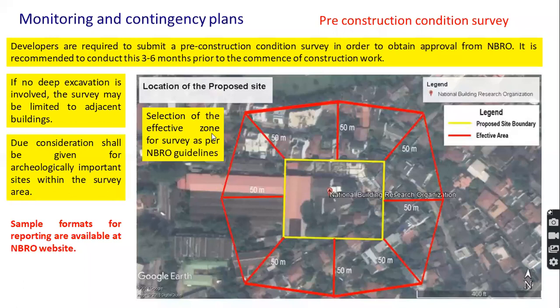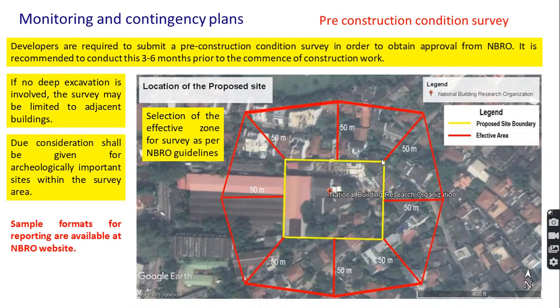Then I would like to move on to monitoring and contingency plans. I extracted this figure from the NBRO guidelines for foundations and deep excavations. It can be freely downloaded from the NBRO website. According to this, you can see the yellow line demarcates the boundary, the periphery of the excavation.